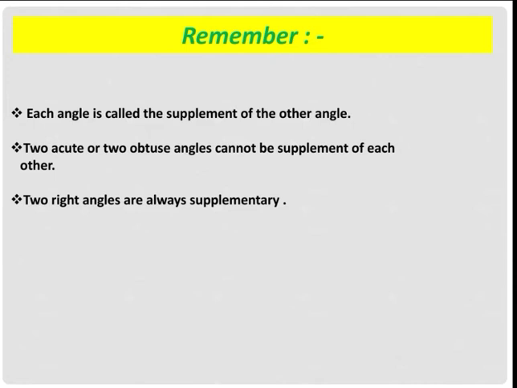Two right angles are always supplementary because a right angle is 90 degrees. So if we add these two angles, 90 plus 90, the addition of these two angles is 180 degrees. So two right angles are always supplementary angles. One acute and one obtuse can be supplements of each other.